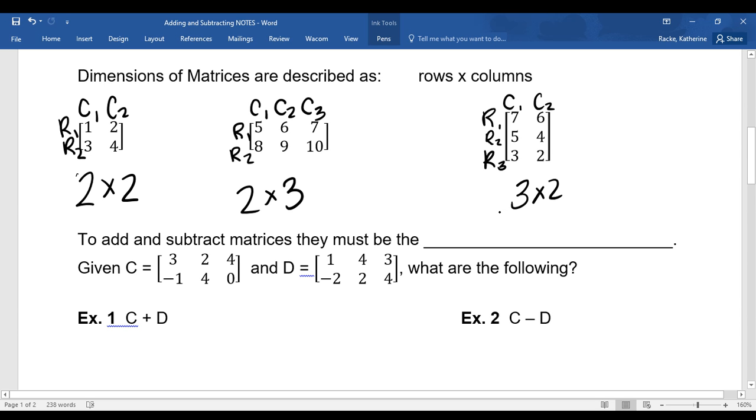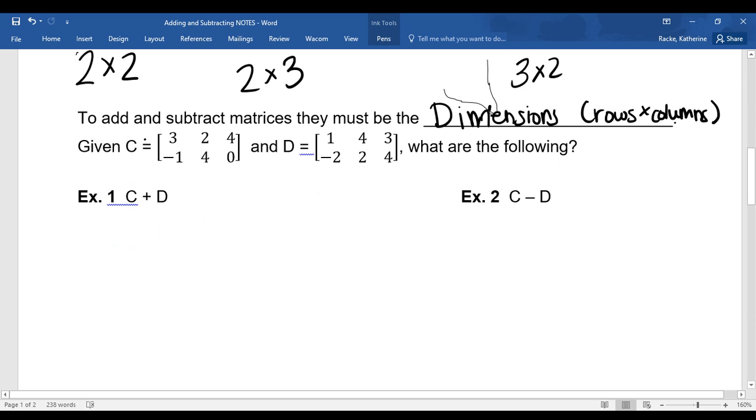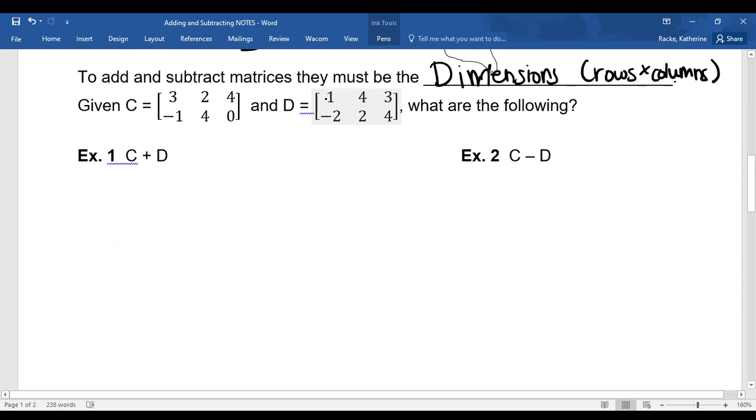To add and subtract matrices, they must be the same dimensions, so the same rows by columns. Okay, so example 1, we're given C equals this 2 by 3 matrix, and D, this also is a 2 by 3. What are the following?